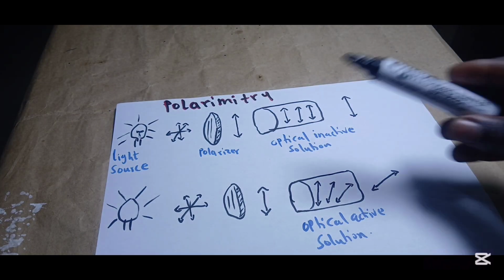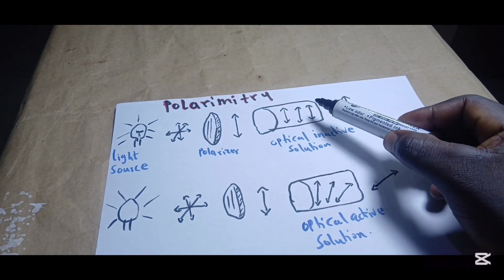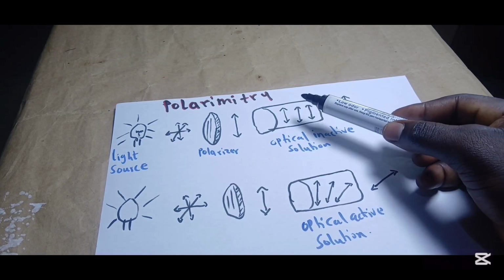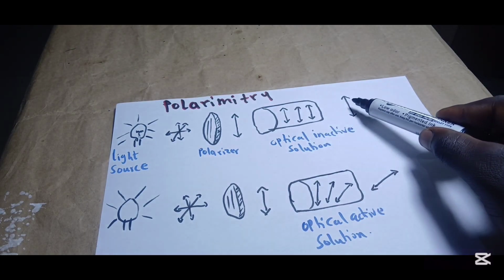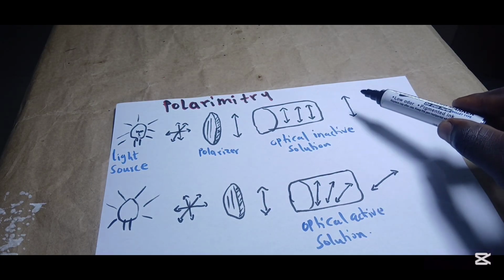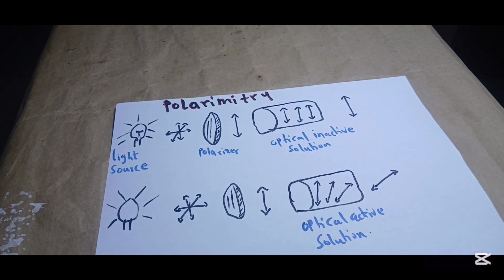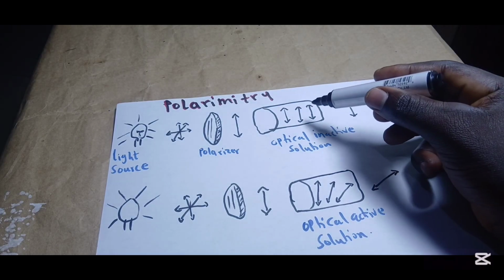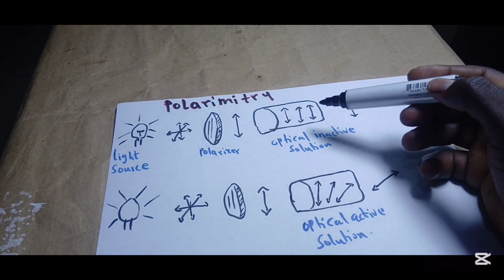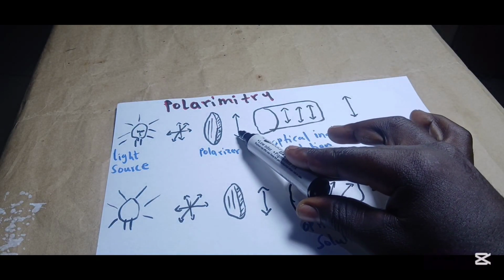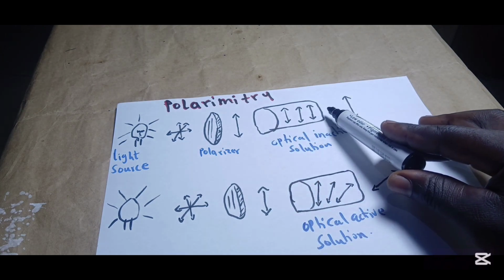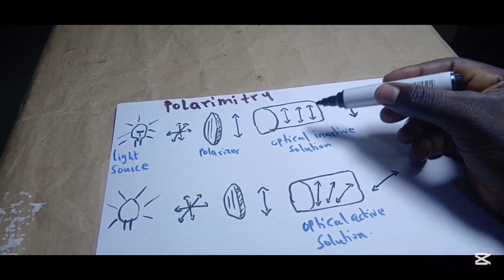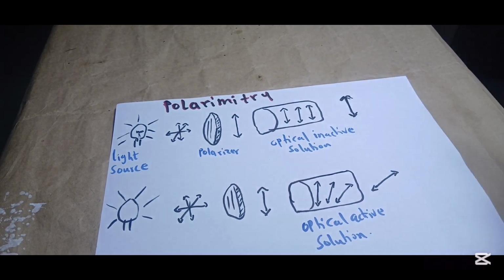If that single ray passes through a solution that is optically inactive, then the ray will pass straight through with no change in angle. So if the polarized light passes through the solution and does not change in angle, then the solution is optically inactive.